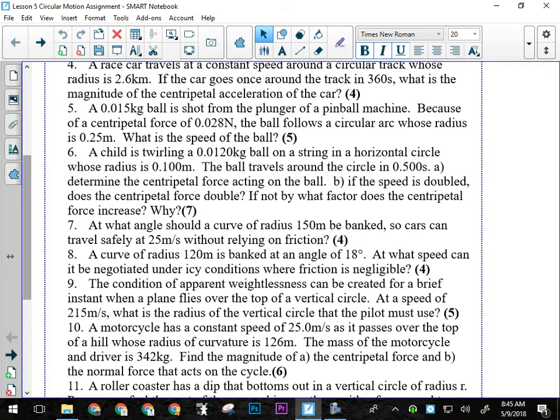There is an explanation part to that question. Part B says if the speed is doubled, does the centripetal force double? It probably wouldn't be a bad idea to show a calculation proving one way or the other what happens. And then some sort of explanation, because you are asked why it does or doesn't double in that situation. So make sure you have some sort of explanation there as to why, and don't just write, because it does. That's not going to be good enough. I'm going to need something a little more than that for that question.